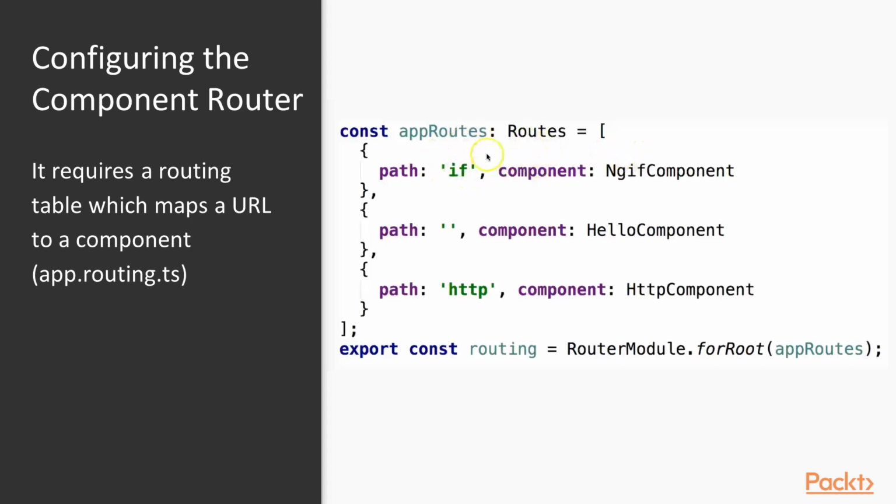So in the example here, if the route is /if, then we're going to display the ngIf component. The default path, if there's nothing specified, will load the hello component by default. And if the path is HTTP, then the HTTP component will show up. And finally, to make all of these routes available to the router module, which controls the component router, we pass them to the router module as follows down here.